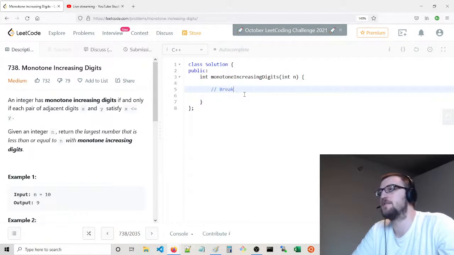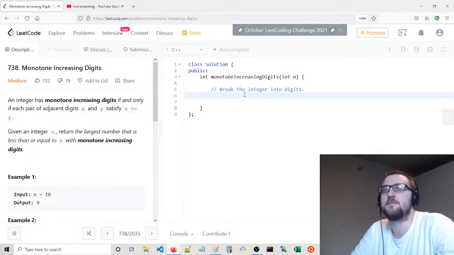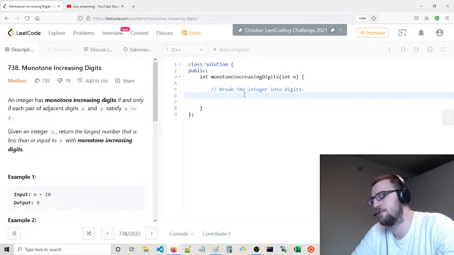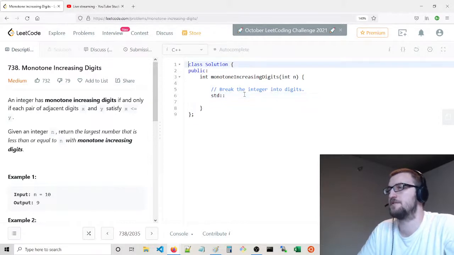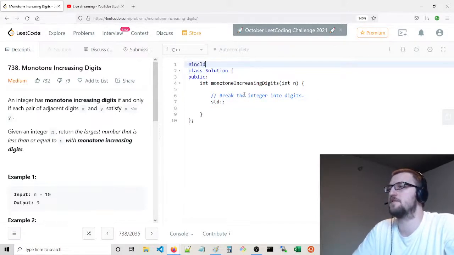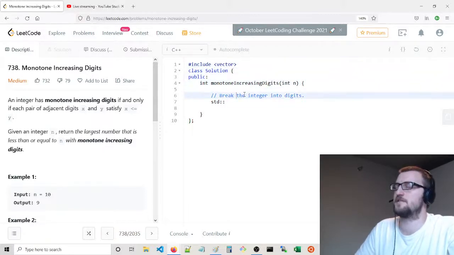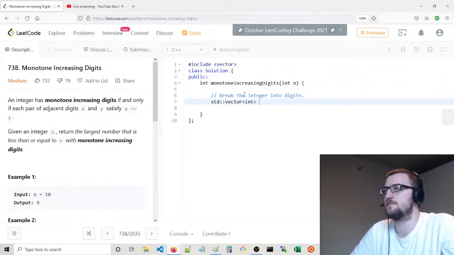So we'll say break the integer into digits. I'm just thinking here. You could actually probably do this all in one shot, but we want to go left to right, so we do kind of want to have a vector of digits. Let's do that. And again, we're dealing with a very small number of digits, so I think we'll be okay. I don't think we really need to worry too much. So we'll say n is for n greater than or equal to 0.